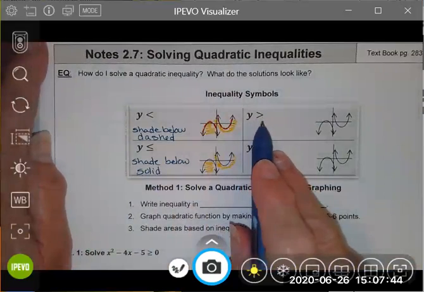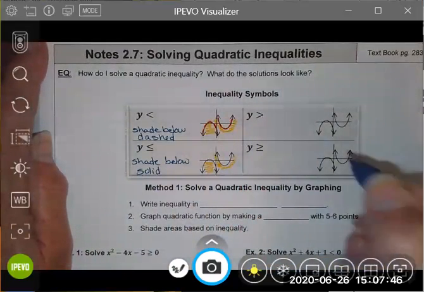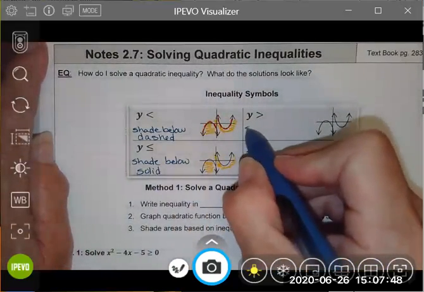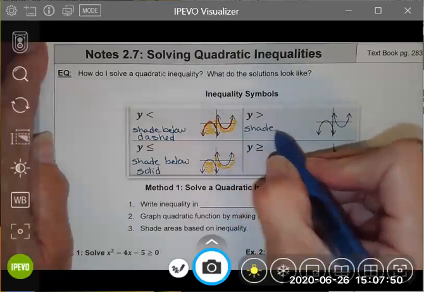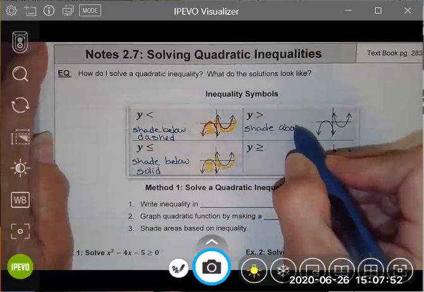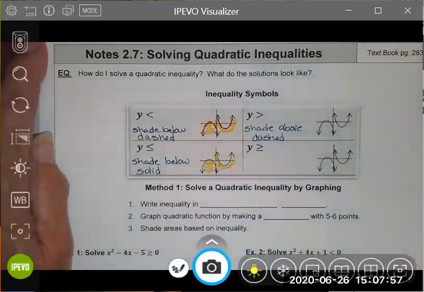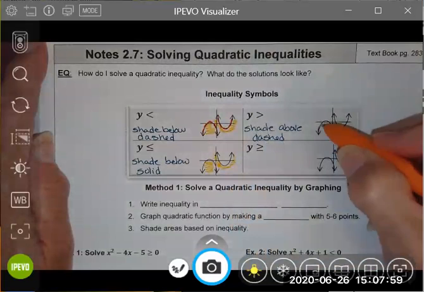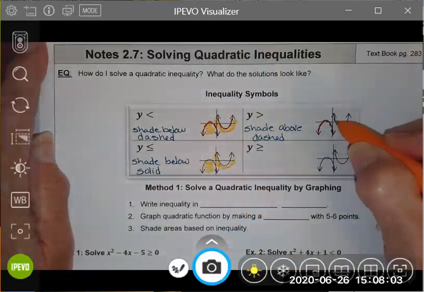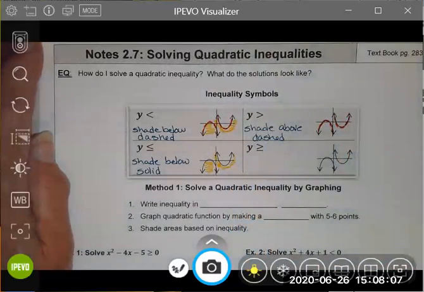All right, it's the exact opposite over here. If I have y is greater than some equation or some number, then I'm going to shade above. And I should use a dashed line, which of course my version is not dashed. So I'm going to go ahead and dash it myself. Okay, and this time I'm going to shade above.